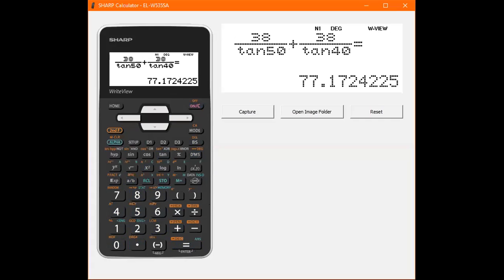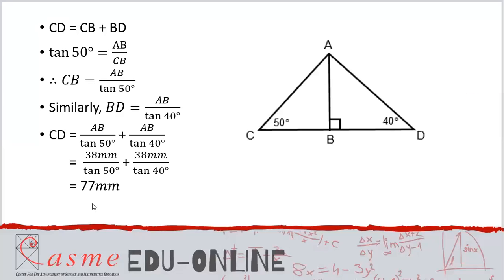Thanks, Tal. No worries. The calculator makes life easy. So I've just rounded off to the nearest whole number, and I've got 77 millimeters. Because it's a small unit, it doesn't matter. The question did not say you must give the answer to a certain number of decimal places.